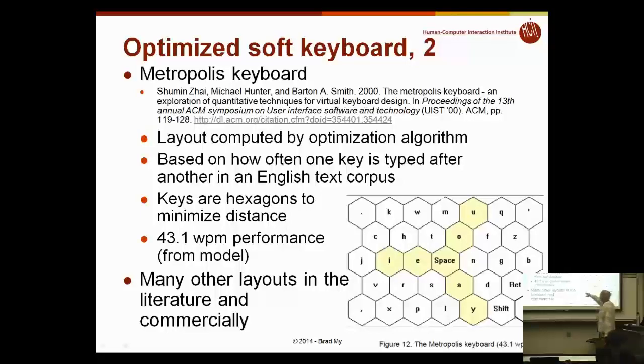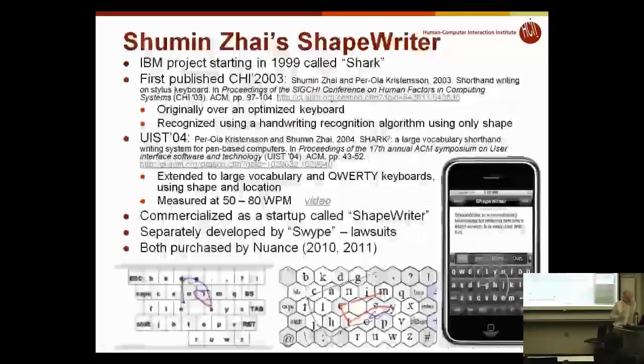And it's slightly better. Remember before we saw 40-ish words per minute, and this one is at 43, so that's slightly better. And if you go to the research literature, or the commercial products, you can actually buy other layouts today for your devices. There are an awful lot of different ones.